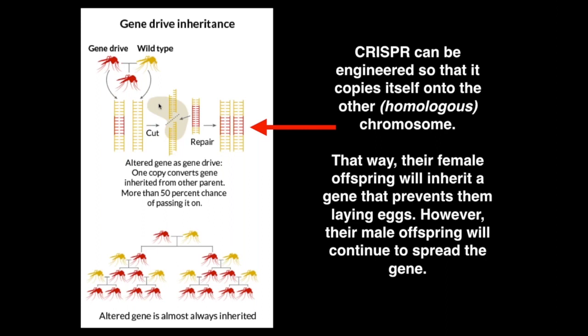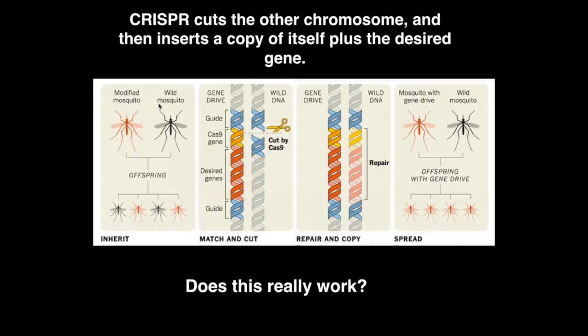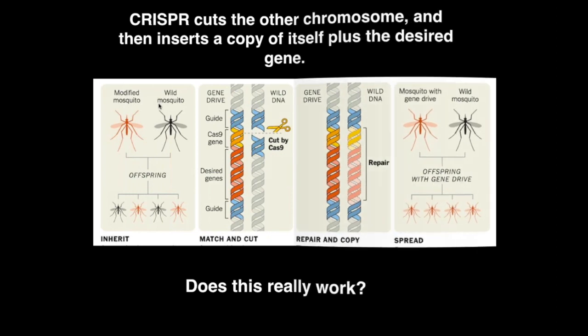And if it includes a DNA sequence that prevents females from laying eggs, but doesn't prevent the male offspring from spreading the gene, what will happen is this gene will spread throughout the mosquito population until the population's egg laying capacity goes to 0 and the mosquitoes are eliminated. So what CRISPR does is to cut the other chromosome and then inserts a copy of itself plus the design gene. Does this really work?